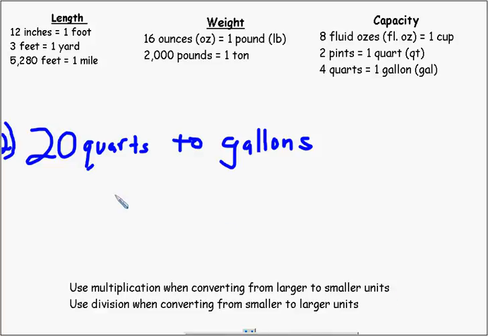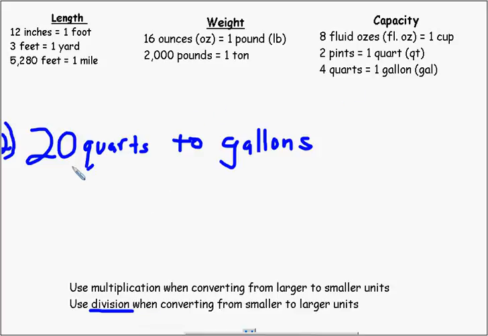On number 12 on our homework, the 12's a little cut off, sorry. It says convert 20 quarts to gallons. Now, there are 4 quarts in a gallon. I'm going from the smaller unit to the larger unit. So when I'm going from smaller to larger units, I use division. And what I divide is the number of quarts by 4.